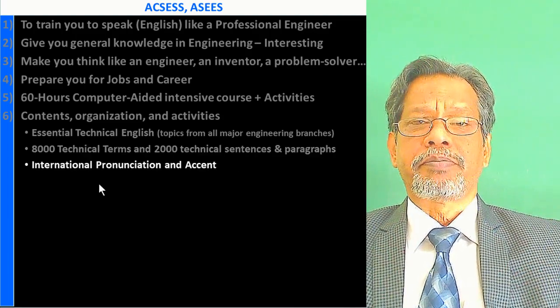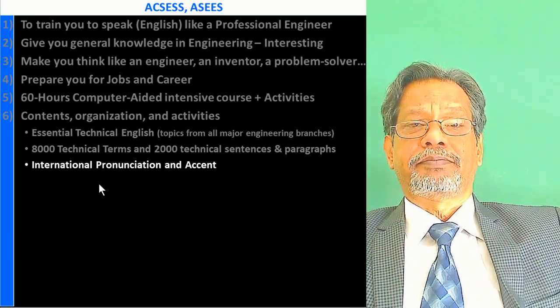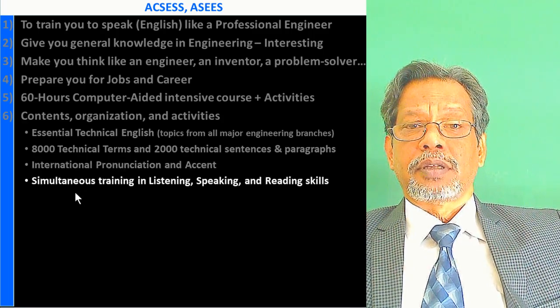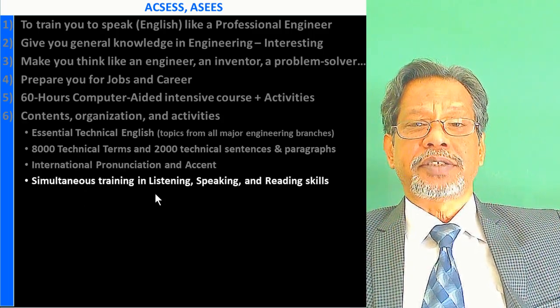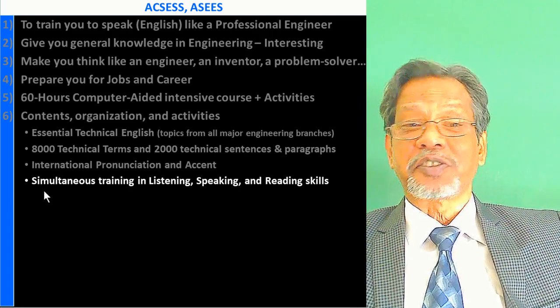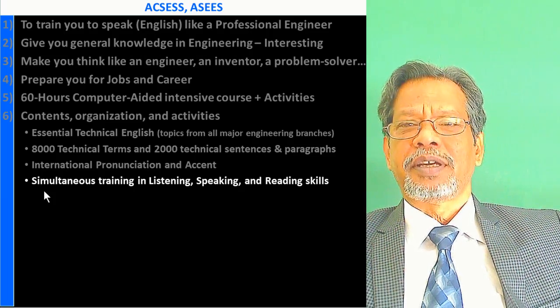International pronunciation and accent. That's what we're going to teach you. GA and RP. Simultaneous training in listening, speaking, and reading skill. Simultaneous in British English is pronounced as simultaneous. We'll teach you that too. In American English, simultaneous. Okay?